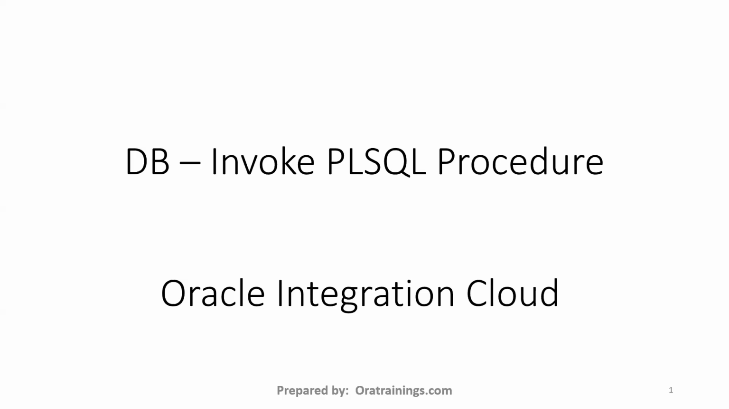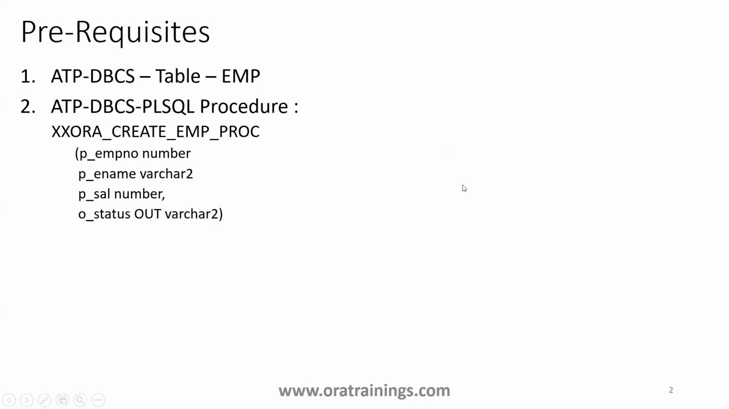In this session, we'll discuss invoking a PL/SQL procedure from Oracle Integration Cloud. Let's see the content. The prerequisite for this one is we'll be using a table called EMP table, and we also require a procedure. You can observe the procedure: there are 3 input parameters and 1 output parameter. The procedure name is XXORA create EMP procedure.